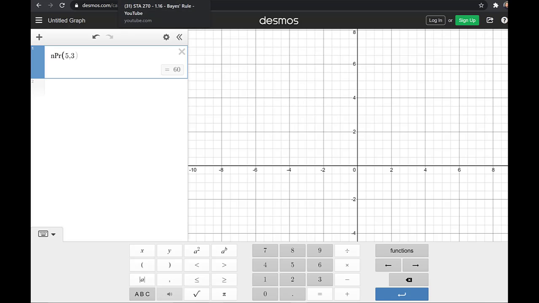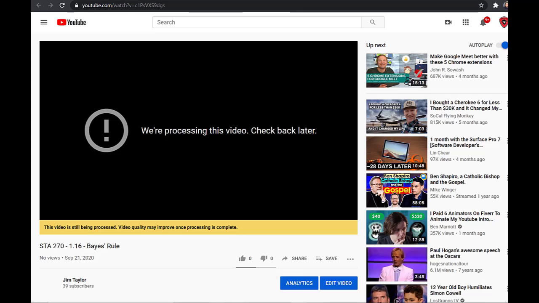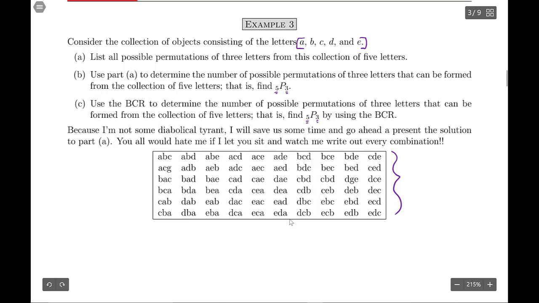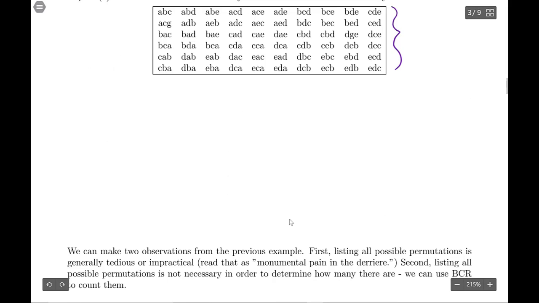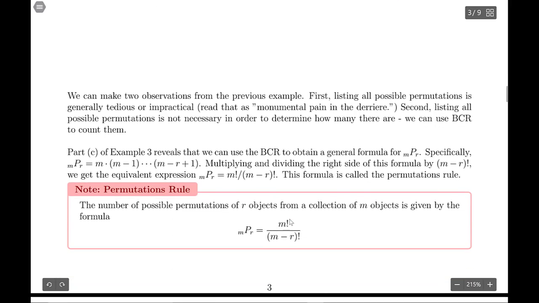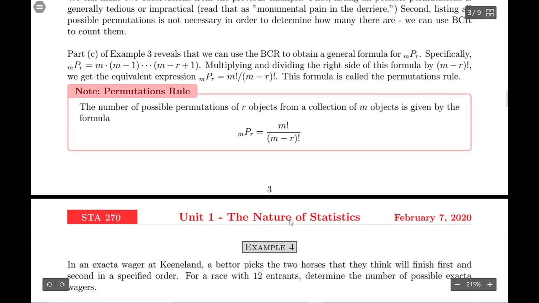And that is borne out by our chart that we see right here. We have 6 in each column, and we have 10 columns. 10 times 6 is 60. And so that gives us the permutation rule. The permutation rule is the number of objects, that's the numerator, that number of objects factorial over the number of objects minus the number of ways we want to arrange them factorial. So let's look at that previous example using this notation and doing a hand calculation.